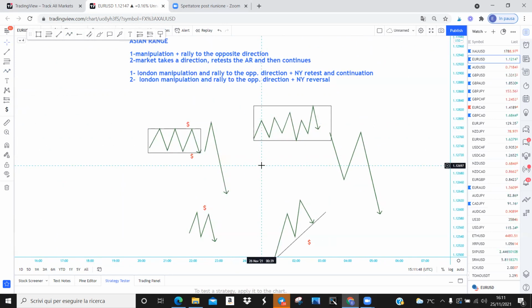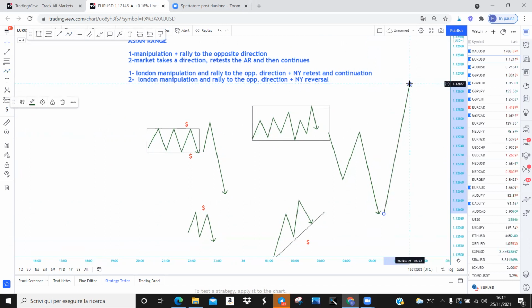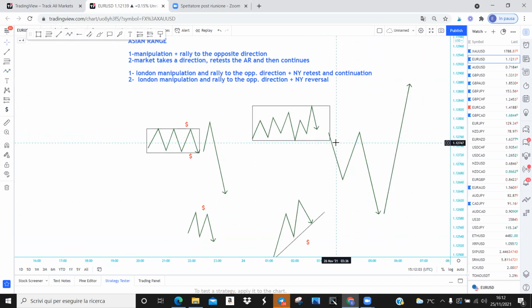Of course, there can be other variables where you have London taking a direction and retesting and continuing, and then New York actually reversing and finally continuing to the upside. But this all depends on higher time frames direction, supply and demand areas, and liquidity areas. Keep in mind, this is just for an extra understanding of the market, okay? So let's delete all of these things.